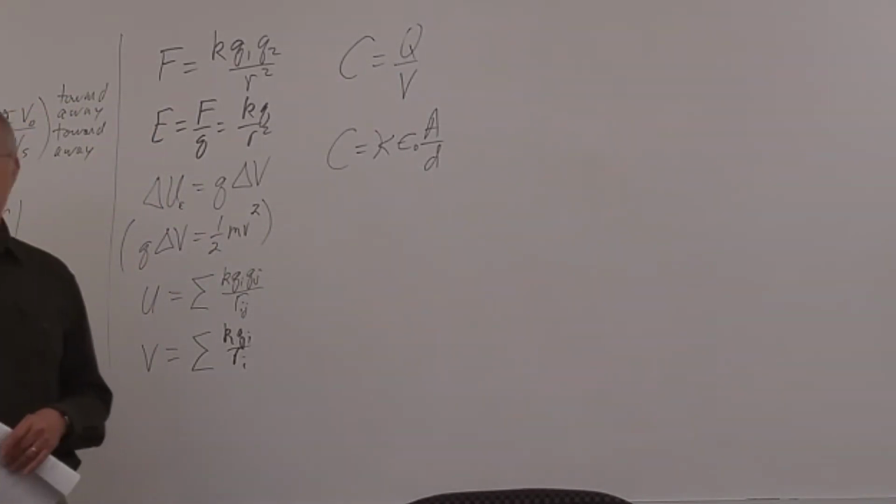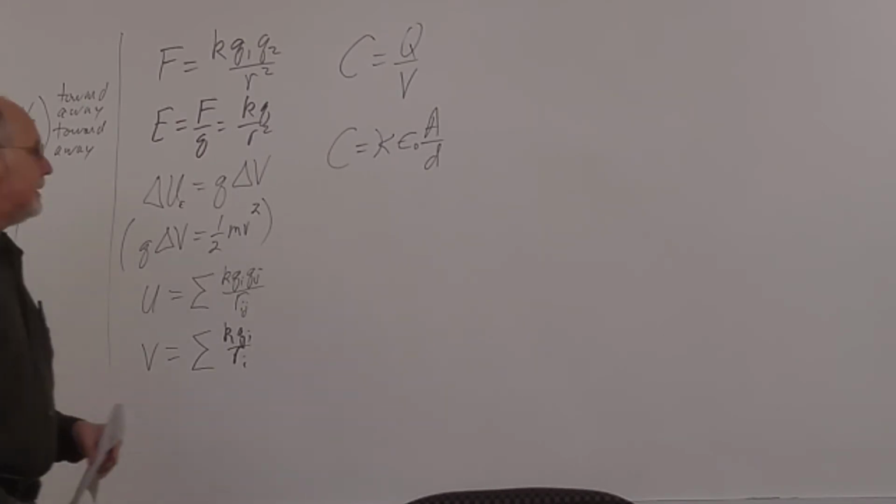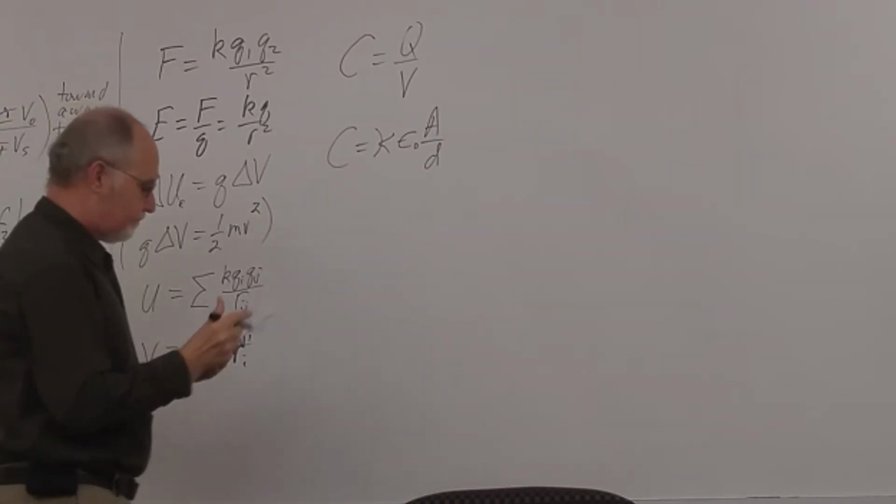How far apart are those two plates separated? That's the D. What's the area of the plates? That's specifically for a parallel plate capacitor.